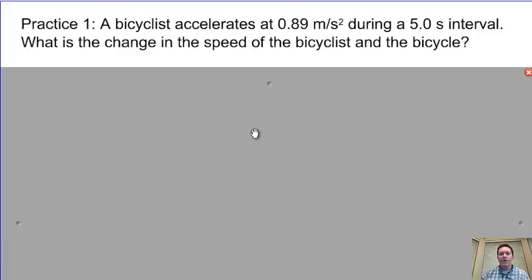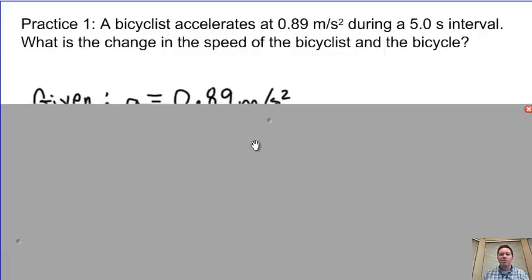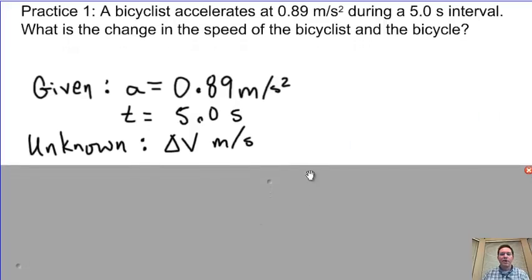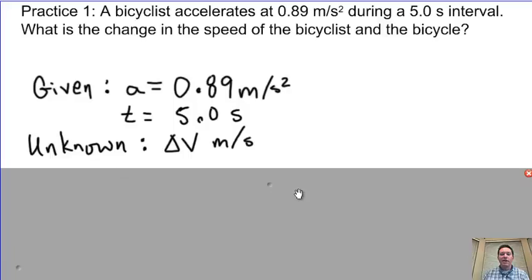All right, so looking at practice question number 1 on the acceleration practice. A bicyclist accelerates at 0.89 meters per second squared during a 5-second interval. What is the change in speed of the bicyclist and the bicycle? So I'm given the acceleration is 0.89 meters per second squared. I'm given time is 5 seconds, and my unknown is delta v. So it's not final velocity or initial velocity, it just wants that total value in meters per second.